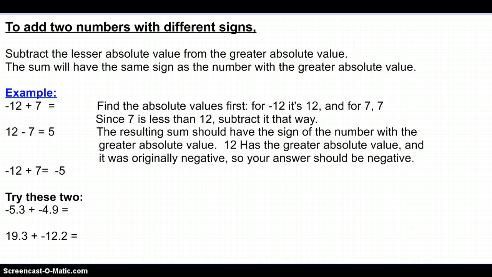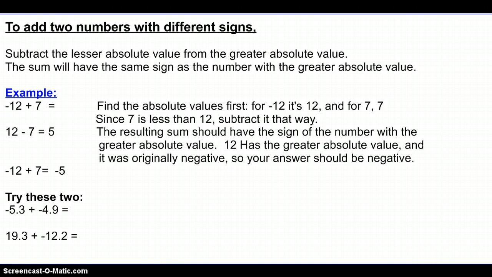You should try these to yourself. Negative 5.3 plus negative 4.9, and 19.3 plus negative 12.2. In the first case, negative 5.3 plus negative 4.9, if you take the absolute value of both of those, they're both positive. We're going to add those together, and you get 10.2. And 10.2 is the resulting sum, but then you have to assign the sign. The sign should be the sign that the two original numbers were, so it's going to be negative. So it'll be negative 10.2.